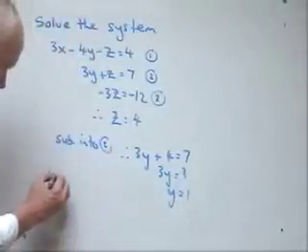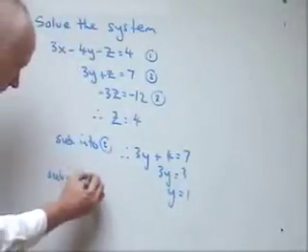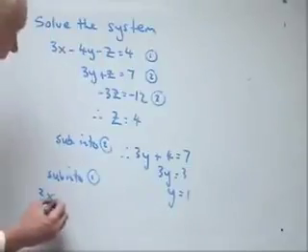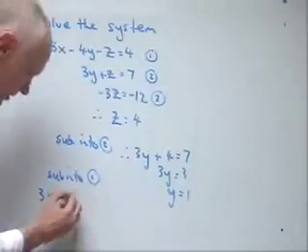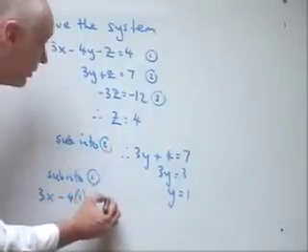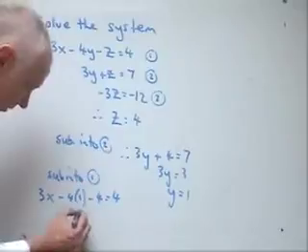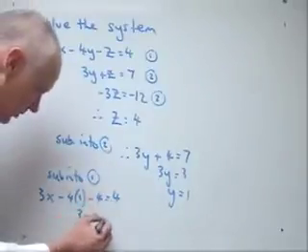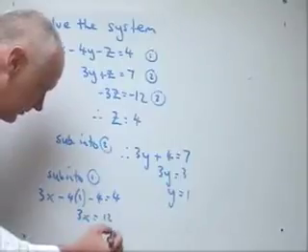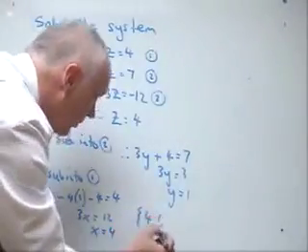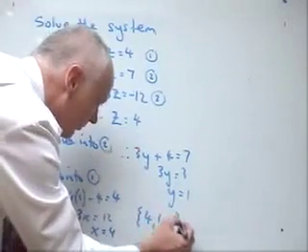And then we can sub into 1, and we get 3x minus 4y, well y is 1, so it's 4 times 1, minus z, z is 4, equals 4. So 3x equals negative 4, add 4 is 12, x equals 4. So we've got the system: 4 for x, 1 for y, and 4 for z.